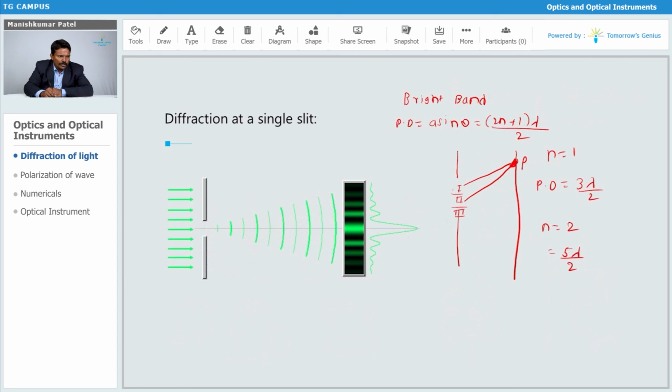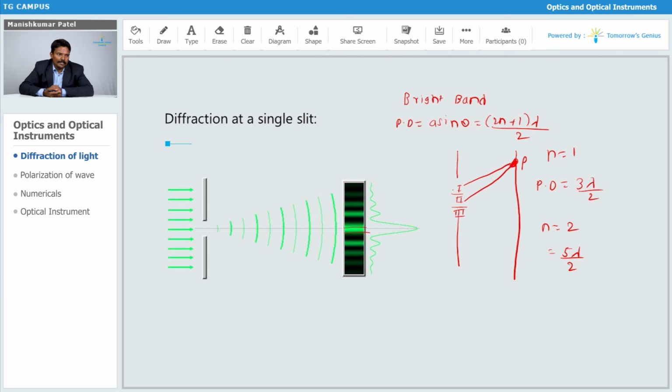Again, you can observe the distribution curve carefully. At the center only you will get the bright band, but as you move away you will get the intensity distribution curve. The intensity changes, and the amplitude is also getting reduced, because obviously we just said that for the first bright band, only 1/3 of the portion is responsible, for the second 1/5, and likewise it goes on reducing.